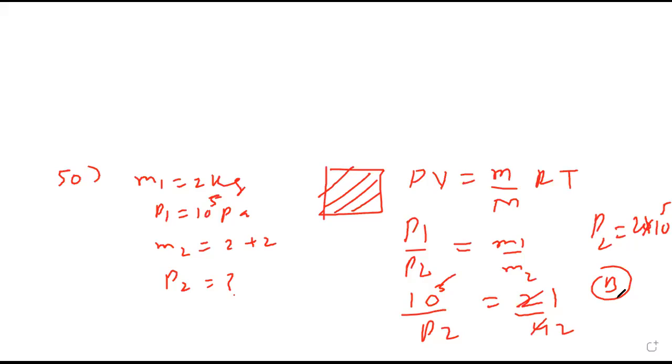51. Internal energy of perfect gas does not change during? Internal energy will change if temperature changes. So it will not change during isothermal process. B option. Internal energy will not change during isothermal process.